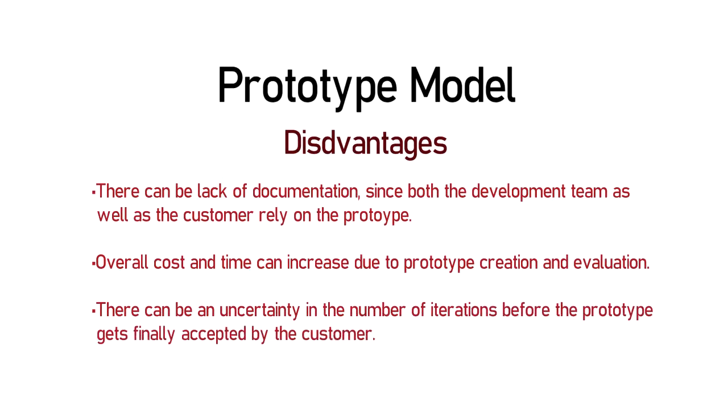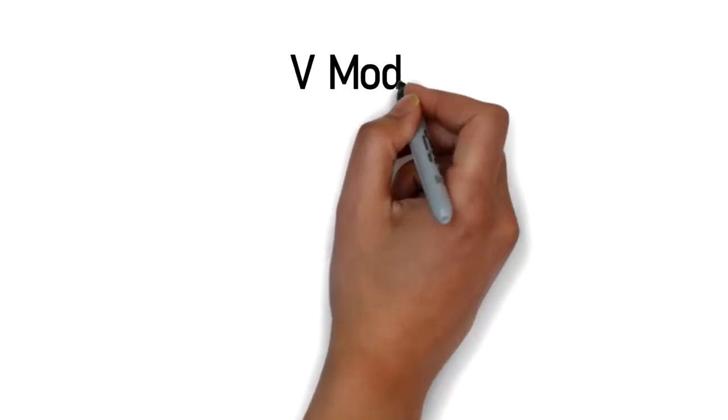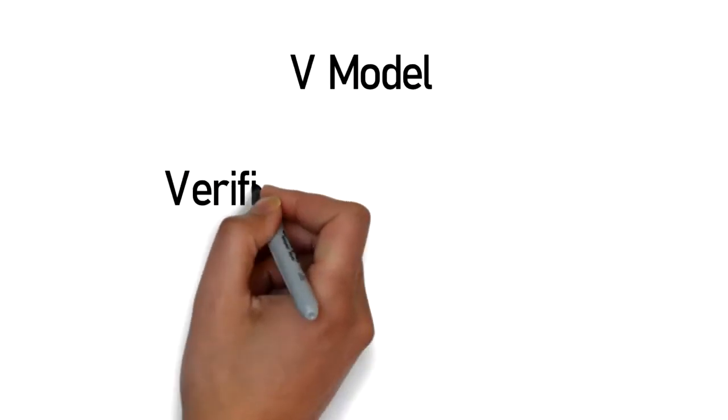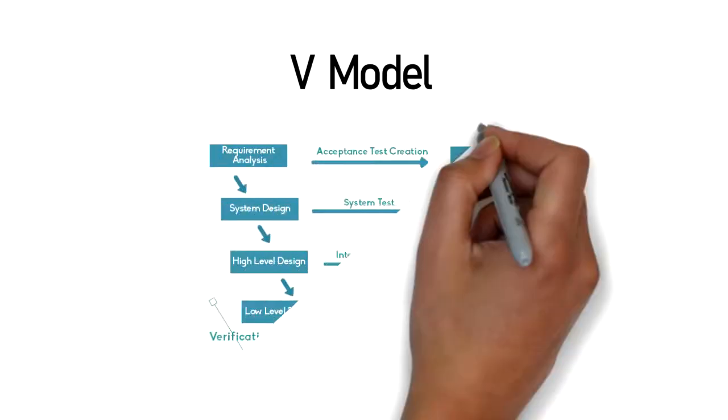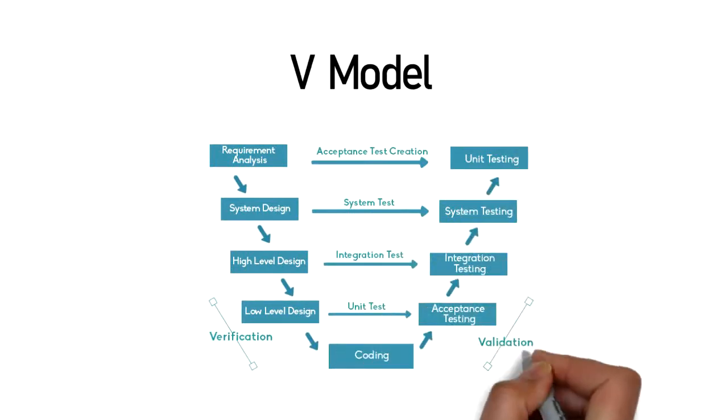Let's talk about the V model now. V model is also known as the verification and validation model. In this model, the testing phase goes in parallel with the development phase. As we can see in the diagram, the testing activities start in parallel with the development activities.